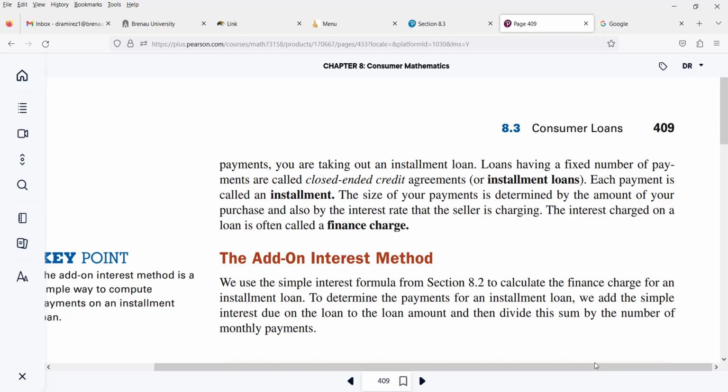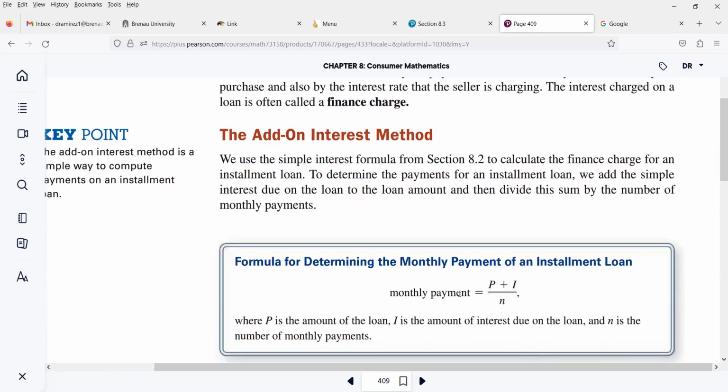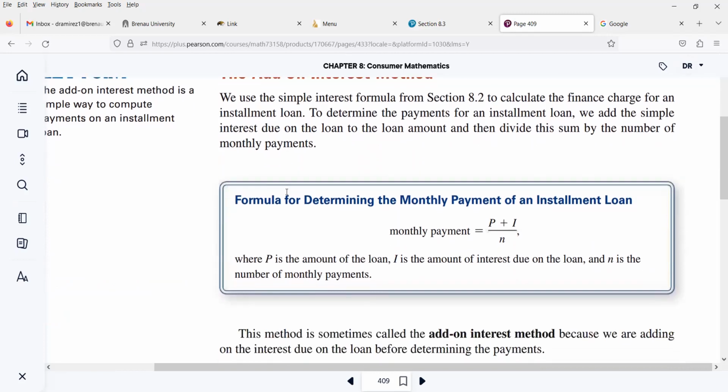The size of your payment is determined by the amount of your purchase and also by the interest rate that the seller is charging. The interest charge on a loan is often called a finance charge. So we're going to use the simple interest formula from the previous section to calculate the finance charge for an installment loan. To determine the payments for an installment loan, we add the simple interest due on the loan to the loan amount, and then divide the sum by the number of monthly payments.